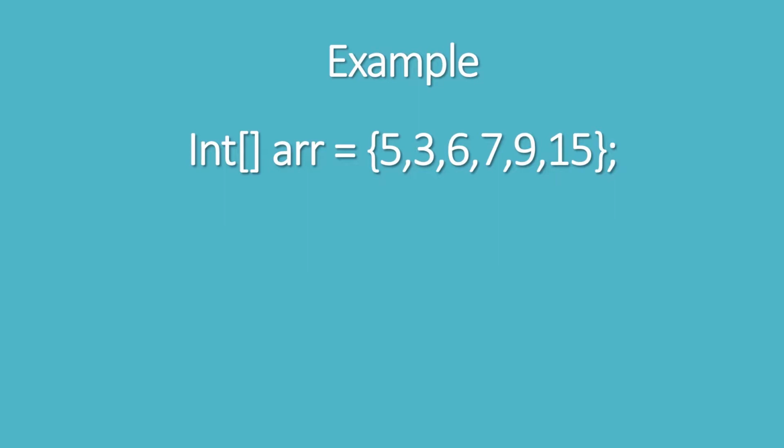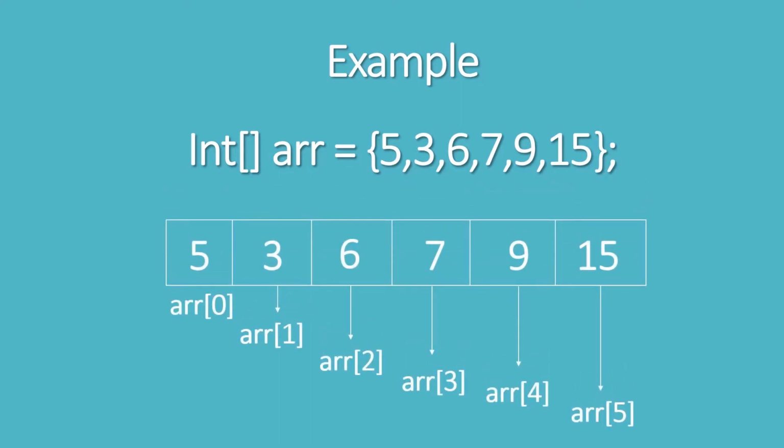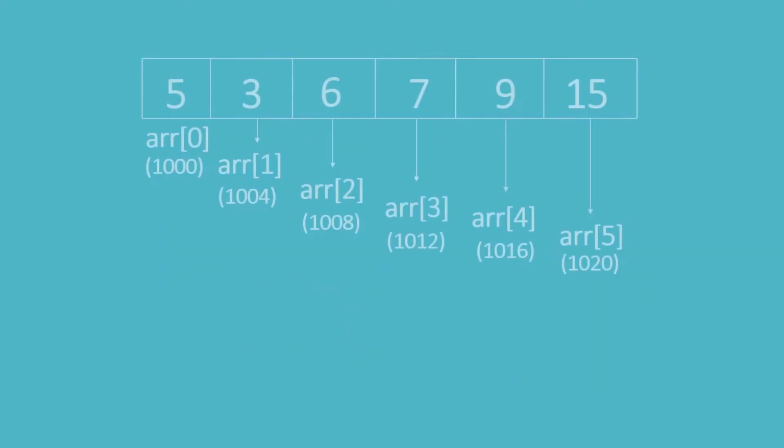I have declared an array here in C, and there will be 6 elements in my array. We'll see how these elements are stored in memory addresses. So this is how the array is stored in memory. Let's assume the arrays start with 0. If the arrays start with 0, this is how the elements will be allocated in memory. Let's also assume our base address is 1000.